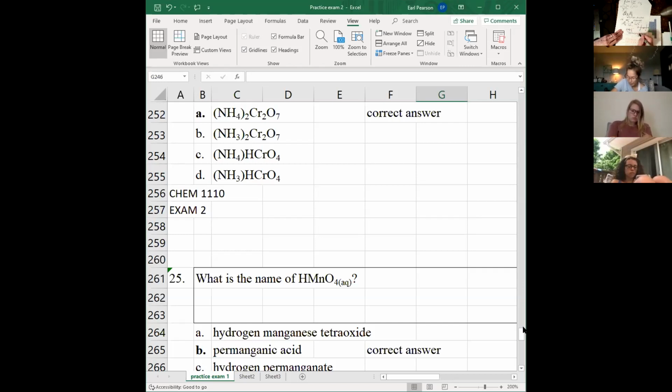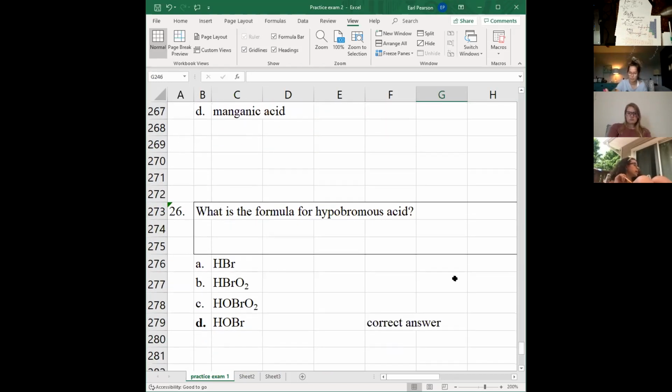So all of your anions are going to end in ATE or ITE. And if it's the acid hydrogen compound with them, if it's ATE, just change it to IC. If it's OUS, which is the other one you'll get, ITE, I'm sorry. If it's ITE, then you change the ITE to OUS. So in this particular case, it's permanganic acid. Okay. And number 26 is going to be hypobromous acid.